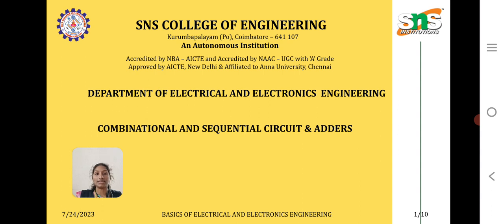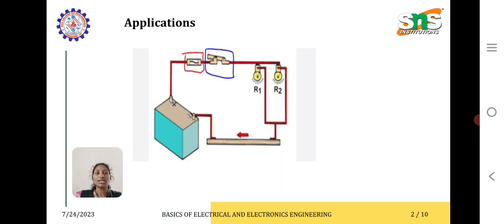Here we are going to discuss something about combinational and sequential circuits. A circuit is a device which has n number of electrical components. So the main application of combinational and sequential circuit is, if we have a battery and we have two loads which are connected through a switch. This is what we call a circuit.